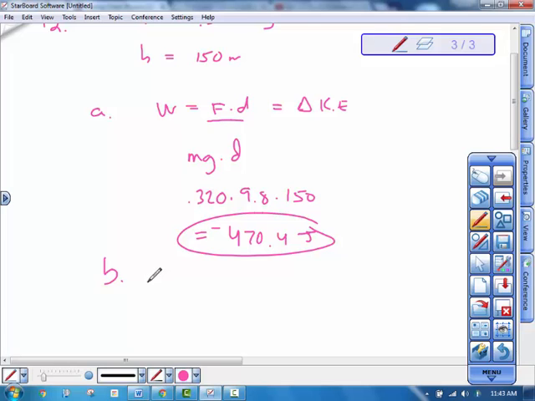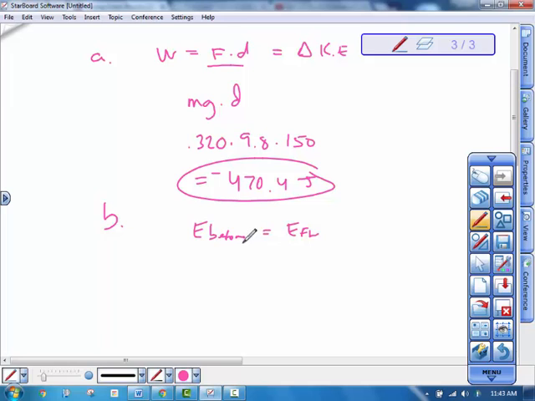Okay, for part B then it says, if the arrow's kinetic energy is 0 at its maximum height, calculate the initial velocity this arrow was shot from the ground. So the energy before is equal to the energy afterwards. We're neglecting air resistance and the energy that's given off through it, obviously. So we can do conservation of energy here.